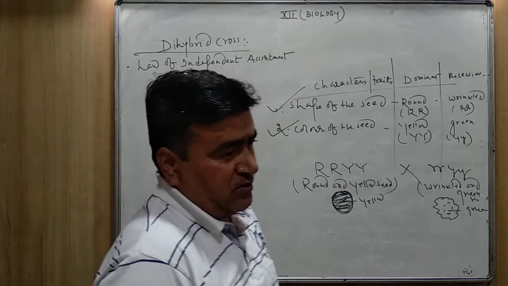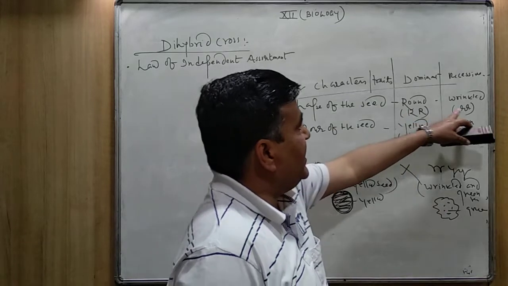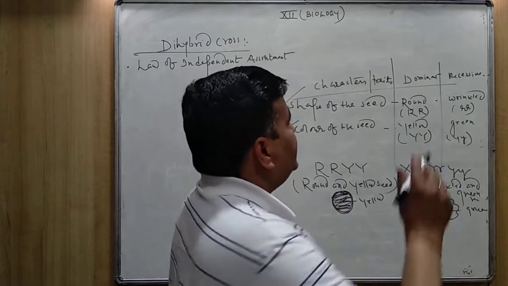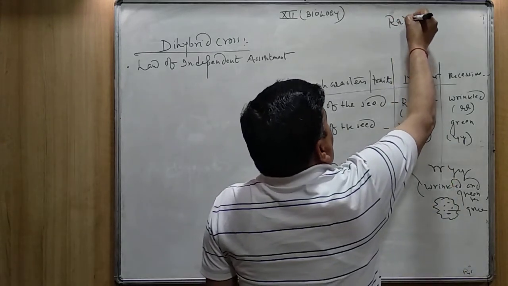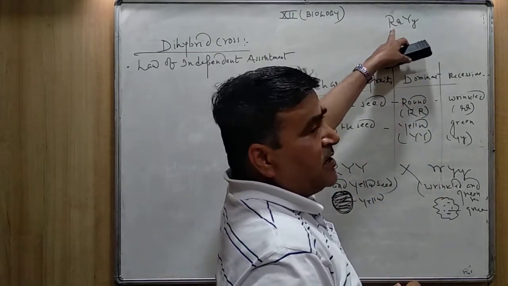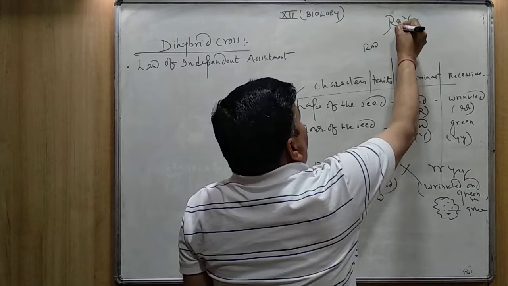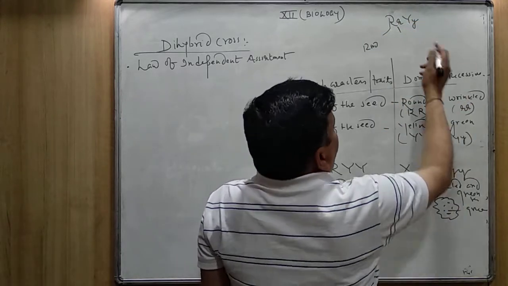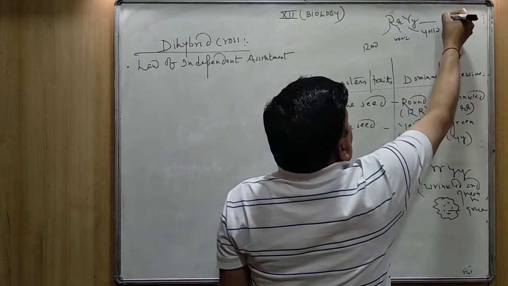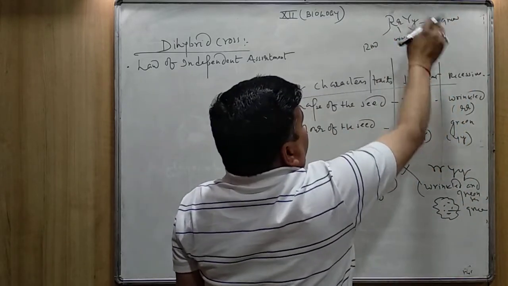And you should also know that round is dominant over wrinkled and yellow is dominant over green. It means, if the plant has a genotype like this, the capital R is for round, small r is for wrinkled, the capital Y for yellow, and small y for green. So how will the plants appear?